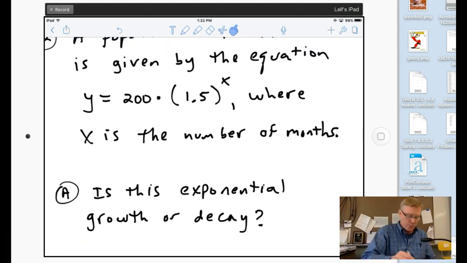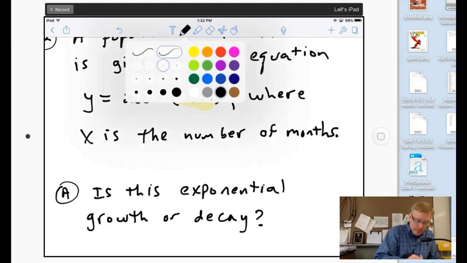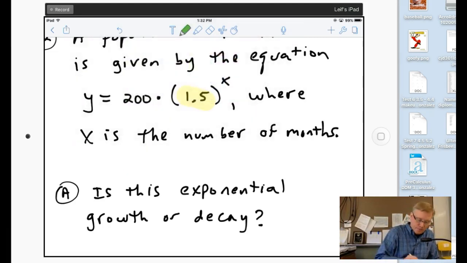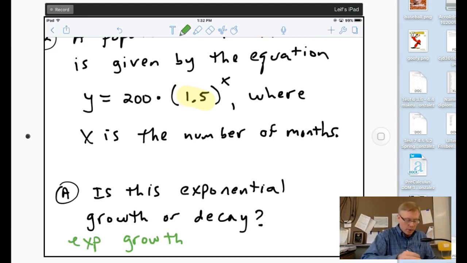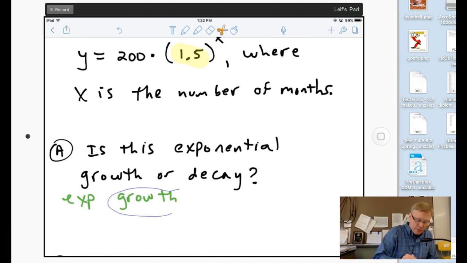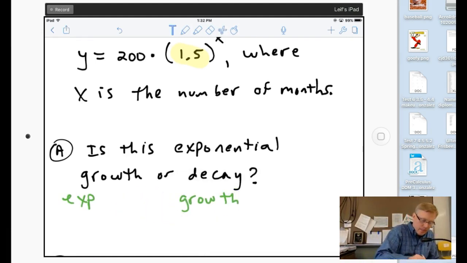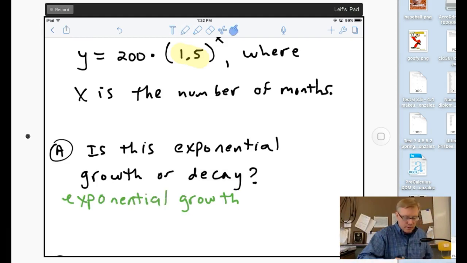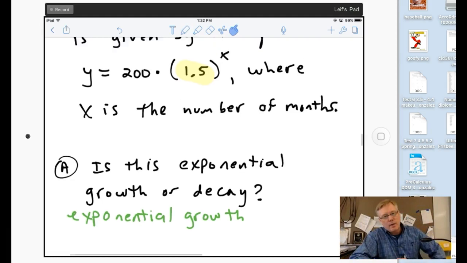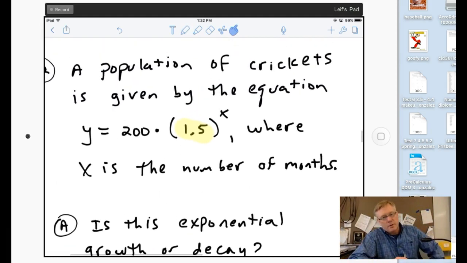All right, so the first part is pretty straightforward. They're asking, is it growth or decay? And if you remember, this number right here determines whether it's growth or decay. If that number is bigger than 1, it's exponential growth. If it's between 0 and 1, it will be exponential decay. All right, so that's the first answer. I already got that one. So it's exponential growth.